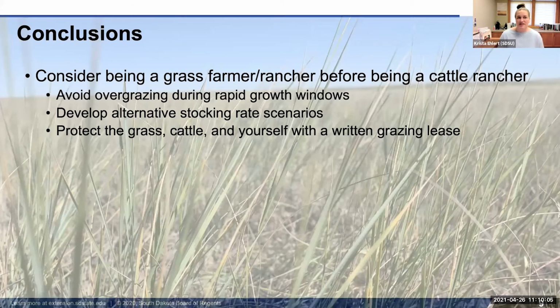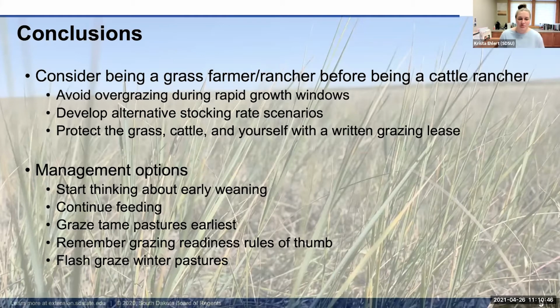Main takeaways from this are that if you haven't already, you want to really consider being a grass farmer or rancher before being a cattle rancher. I firmly believe that grass is our natural resource that everything rests upon in the ranching world. Make sure that you're avoiding overgrazing during those rapid growth windows. Again, think of those growth curves for our cool season and warm season plant communities. You want to develop alternative stocking rate scenarios. You can do that by using our SDSU grazing calculator. Also have a written grazing lease. It protects the grass, the cattle, and yourself.